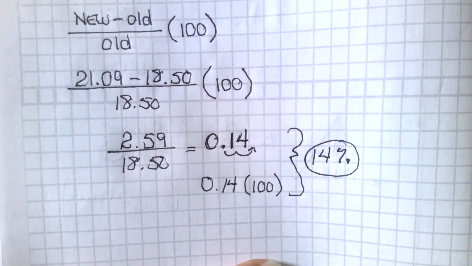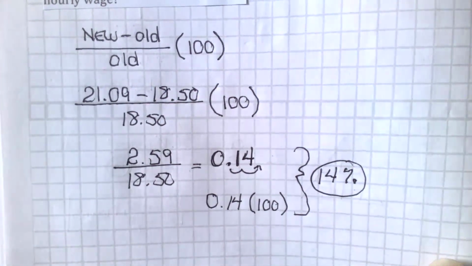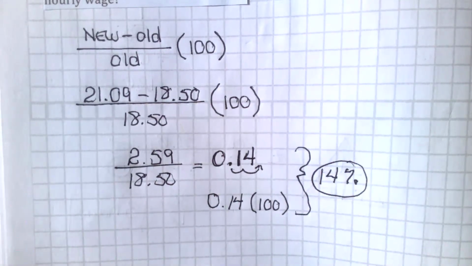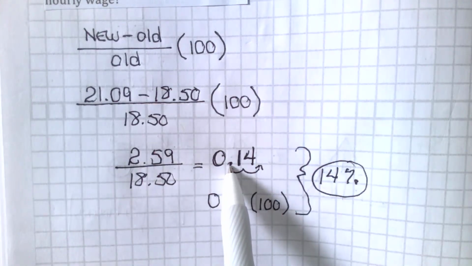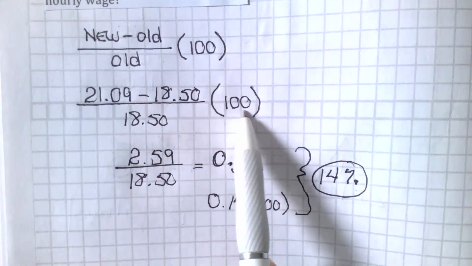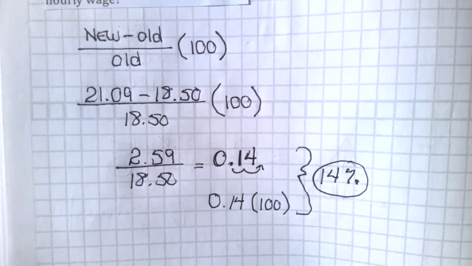Okay, so to remember this whole value, your new minus your old divided by old times 100. If you can't remember the times 100, all you have to do is move your decimal place 2 times. Why? Because 100 has 2 zeros. You're moving 2 different places. Okay. All right. So that's our ratio, proportions, and percentages.